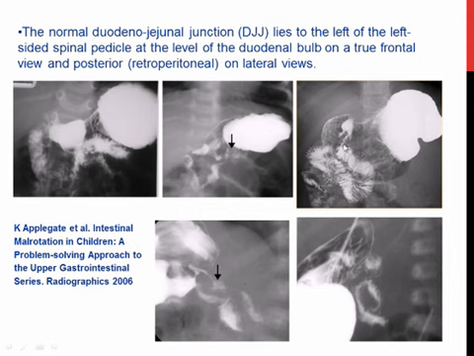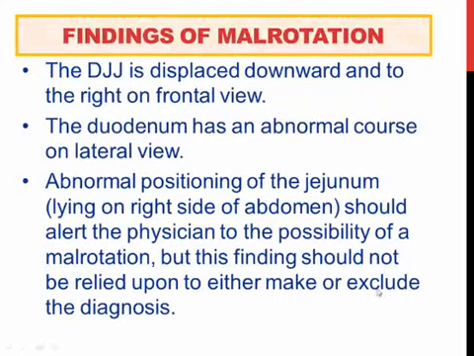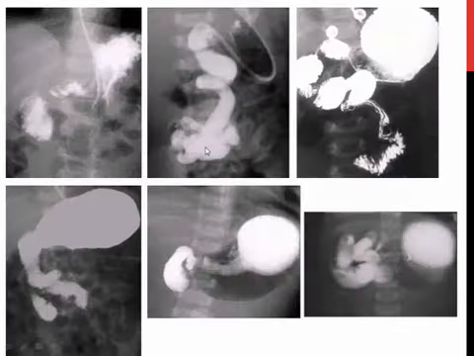If your duodenum does not go upstairs but remains downstairs, and in relation to the left pedicles of the spine it stays to the midline or further to the right, and if it has an abnormal course on lateral views, maybe anteriorly to the descending duodenum, this is very indicative of malrotation. Abnormal position of the jejunum on the right side is not necessarily an indication of malrotation, and is not as indicative as the first two signs.